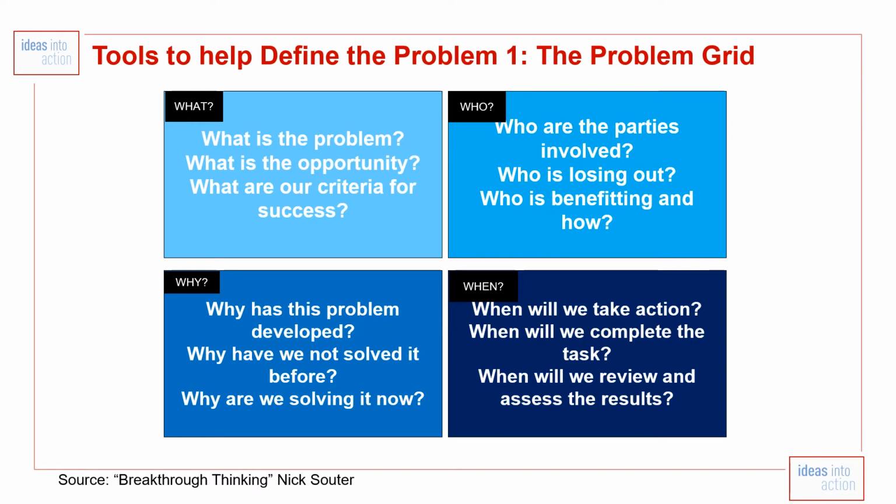In the who element, we're looking at who are the parties involved, i.e. the stakeholders, who is losing out by this issue, who is benefiting, if anyone, and how are they benefiting. In the why element, we look at why has this problem developed, why have we not solved it before, what's preventing us, why are we choosing to solve it now.